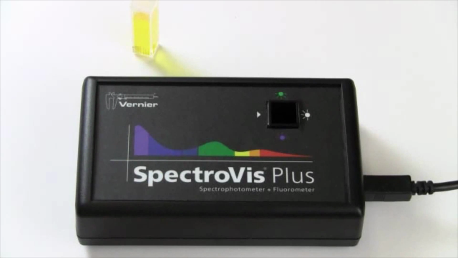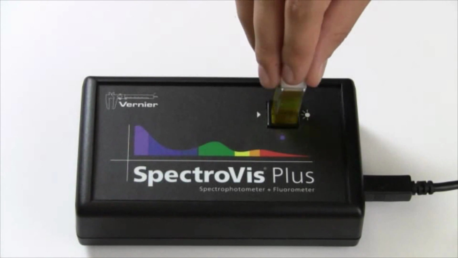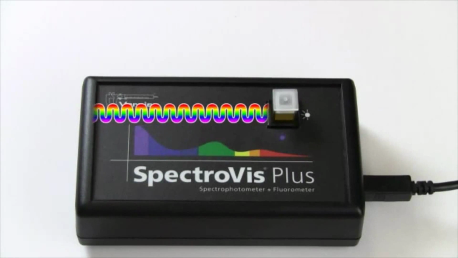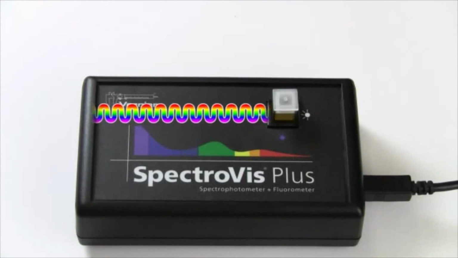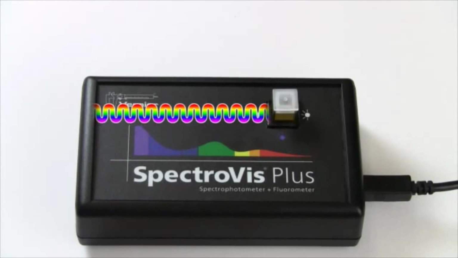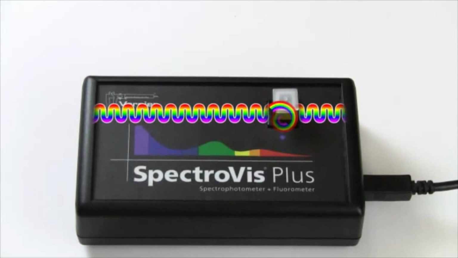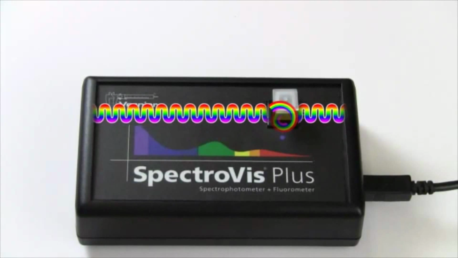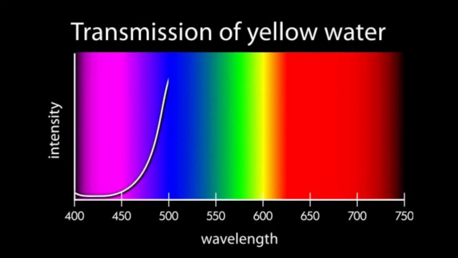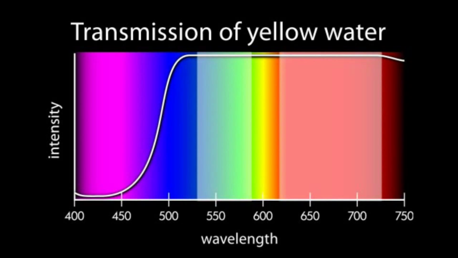You also investigated how light is transmitted through colored water. The spectrophotometer shines white light through the cuvette and measures the absorbance and transmission of the light when it passes through the liquid. You probably expected the yellow wavelengths to be transmitted, but with your knowledge of the RGB model, you should also understand why green and red wavelengths are also transmitted.